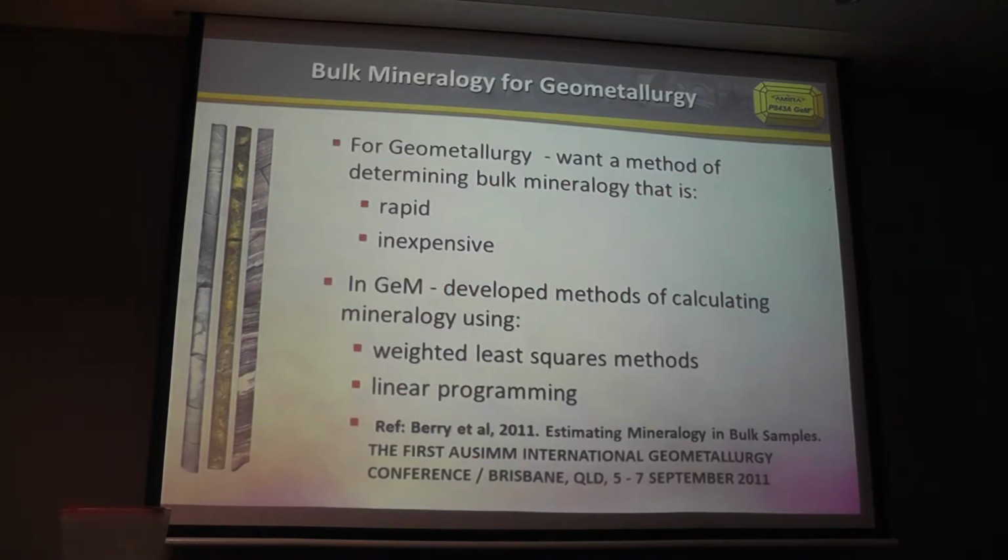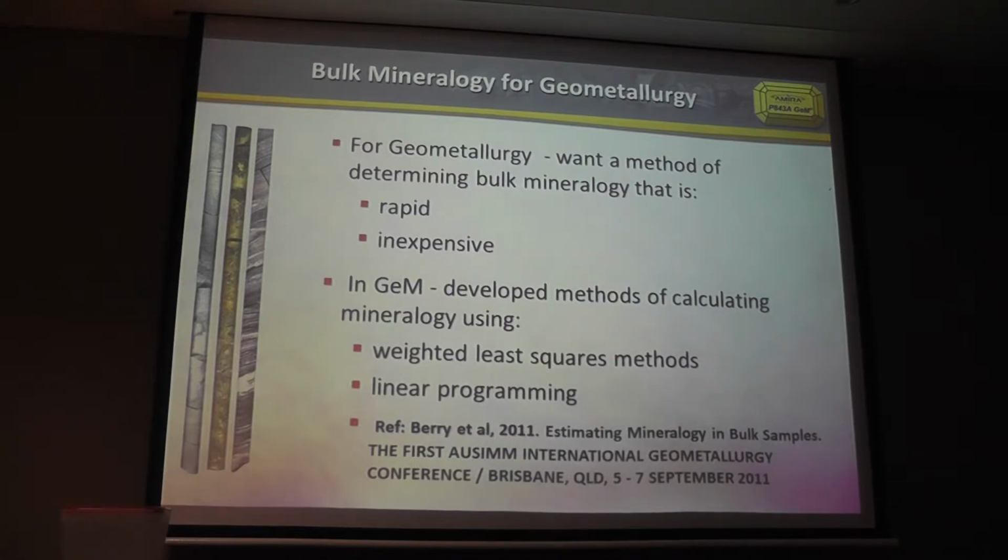So what do we want from geomets? We want some way to get the mineralogy that's rapid, that doesn't cost much. And the obvious thing that's happened in recent times is that many people have gone multi-element assays. They don't just do five elements anymore. So if the multi-element assays are being collected anyway, can we do something about calculating mineralogy?